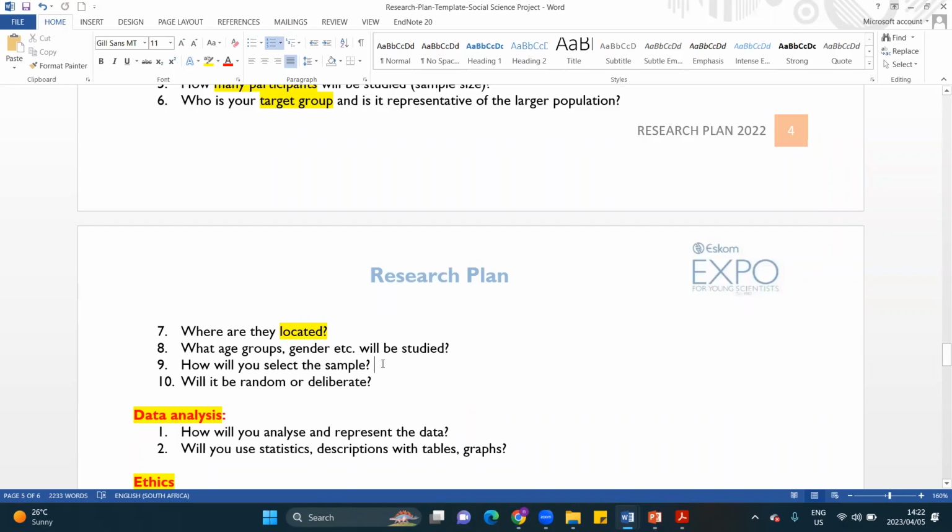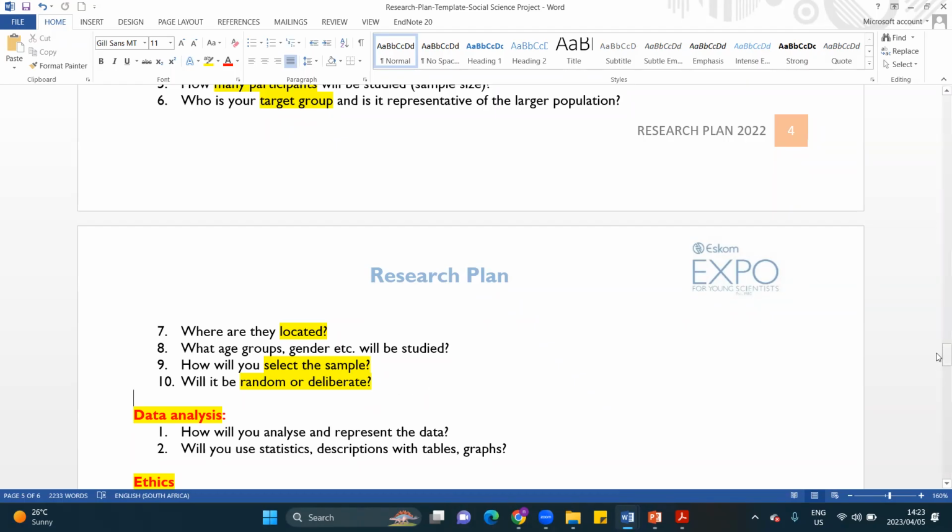And this is important. How will you select the sample? Are you going to use random sampling, meaning that you're just going to hand out the questionnaires to all the children? That's random. Or are you going to use deliberate sampling, where you're going to use a specific criteria, for example, the age group in a grade, or are you going to use the gender in a grade? So that is deliberate, right? Random, you just could hand it out to anyone and everyone.